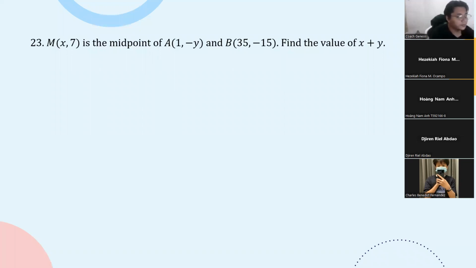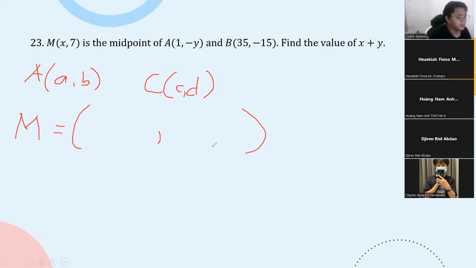Okay, so in order to compute the midpoint, right? So the midpoint of two points, let's say if you have A, B, and you have C, D, then the midpoint M of the two points is equal to the averages of each coordinate. So you have (A plus C) over 2, and you have (B plus D) over 2. So we will use this formula.